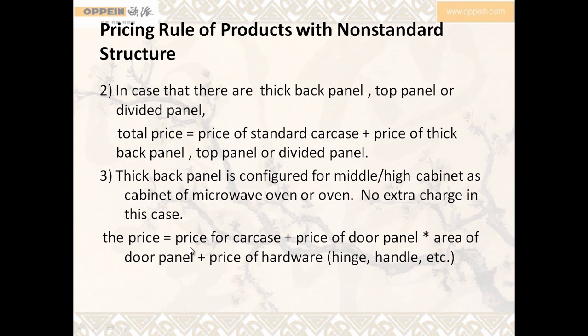The price equals to price for carcass plus price of door panel multiply area of door panel plus price of hardware. So you can see it consists of 3 parts. 1, 2, 3. Add up 3 parts and then you can get the answer. And here, price of hardware. Hardware, for example, hinge, handle, etc.